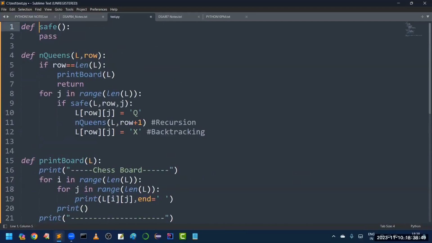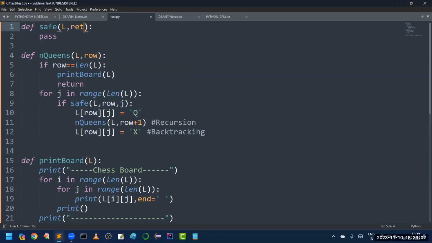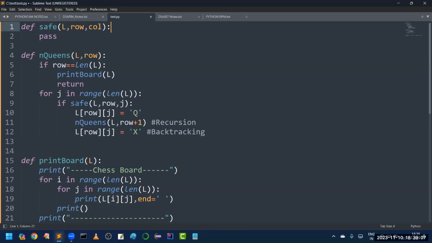Now we have to fill in this safe function. What are the arguments for this safe function? It takes 3 arguments. The first argument is that matrix, I can say it is the board. The second argument is the row value. And the third argument is the column. Based on this, we have to decide.